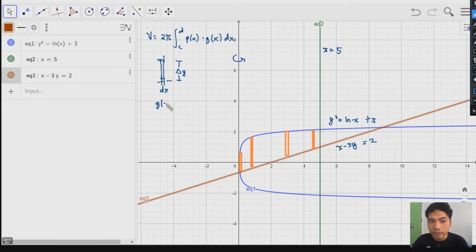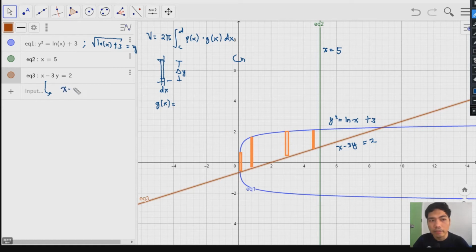So what would be our delta y in this case, or your g of x? So your g of x is simply the distance between these two values, and that is simply the difference between your ln of x plus 3 and then in terms of x lahat sila. So yung equation 1, we still have to redefine this in terms of square root of ln of x plus 3 para maging equal lang siya sa y. Okay, and then this curve, it should be redefined in terms of x, something like 2.